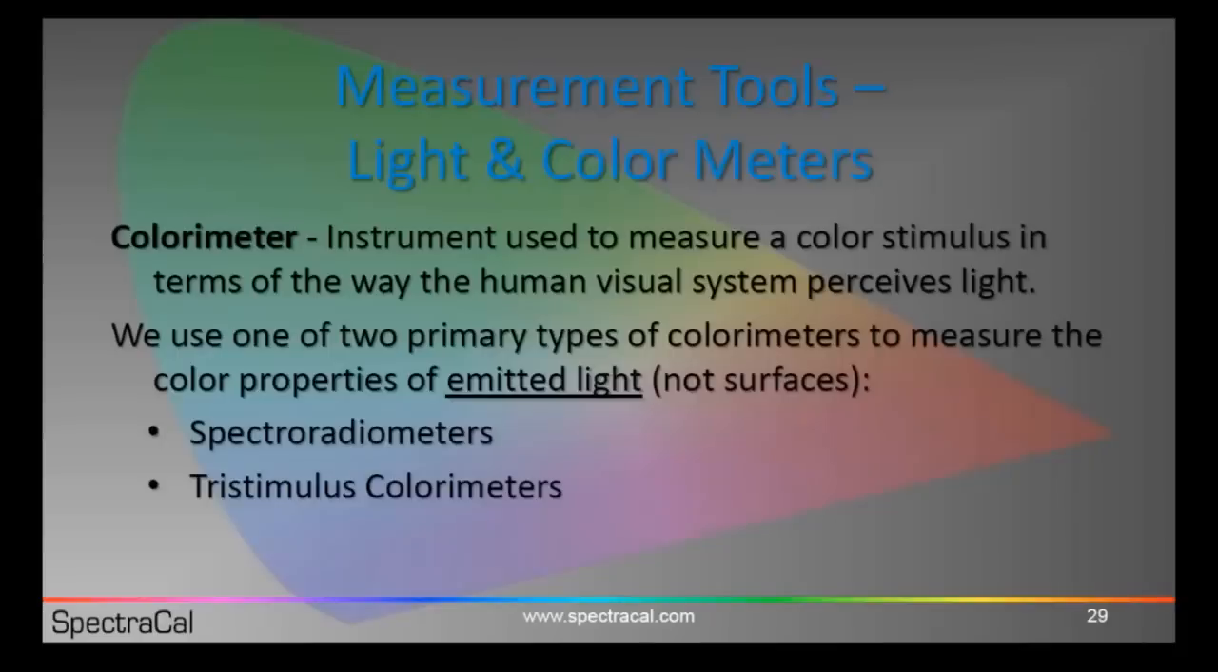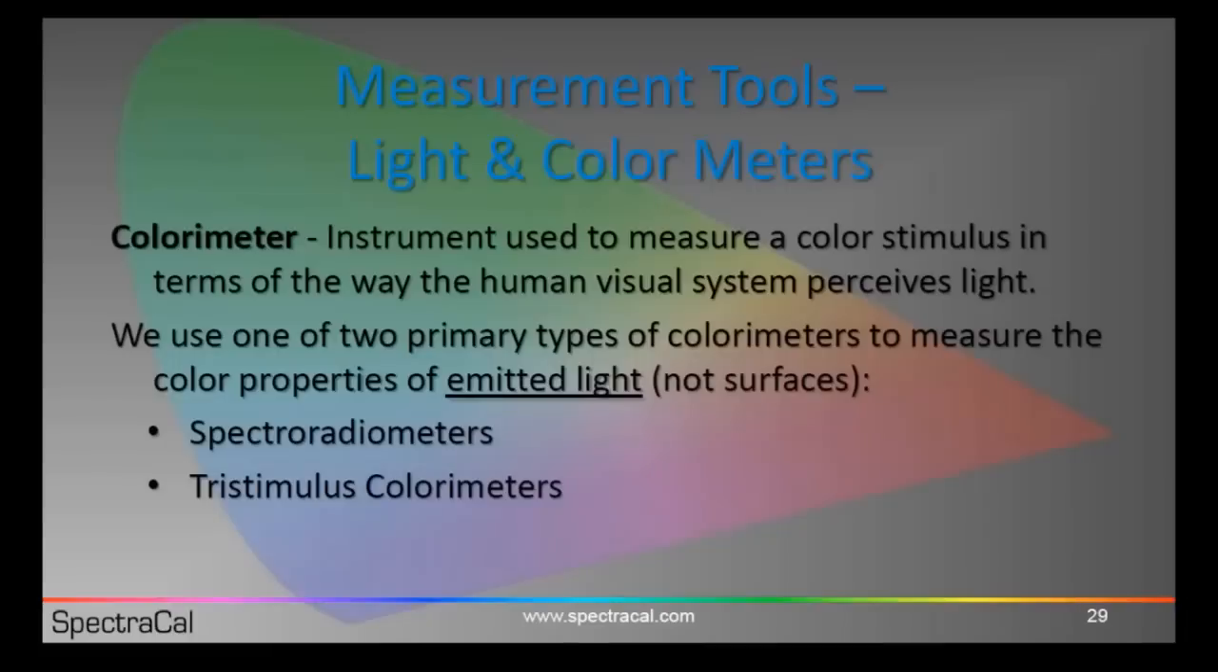A colorimeter is an instrument that is used to measure color stimulus in the same way that the human visual system perceives light. There are two basic types of colorimeters that we use in our industry to measure the color properties of emitted light. Those are spectroradiometers and tristimulus colorimeters. Big words, but two basic distinctions there.